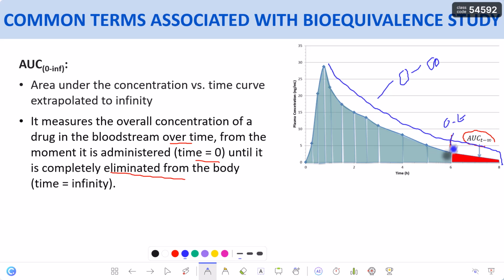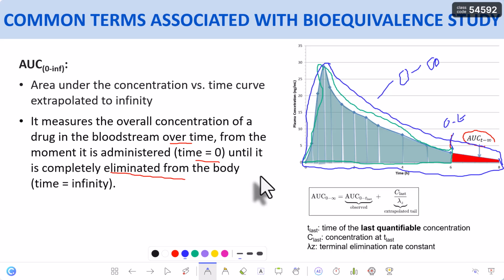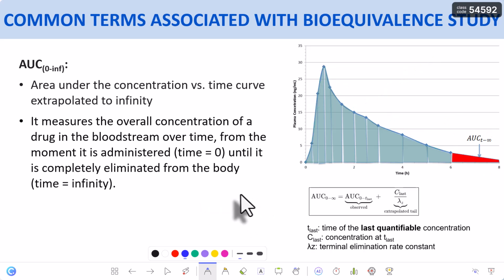If I draw with a different color for better understanding, this green area under the curve represents 0 to t, and this entire blue curve represents 0 to infinity. This is the calculation formula for calculating AUC 0 to infinity.